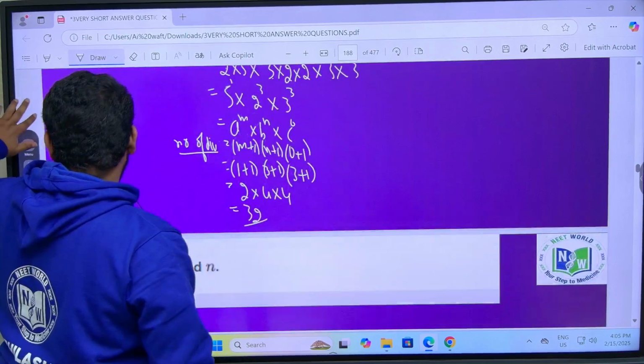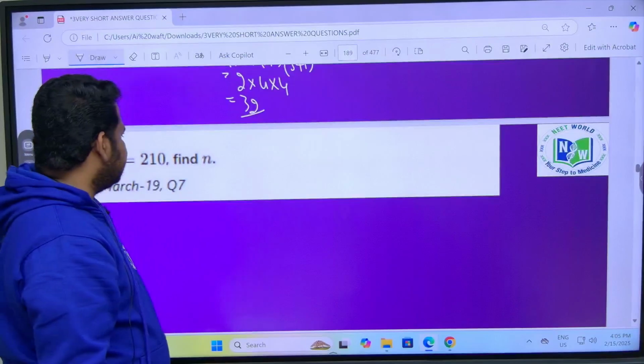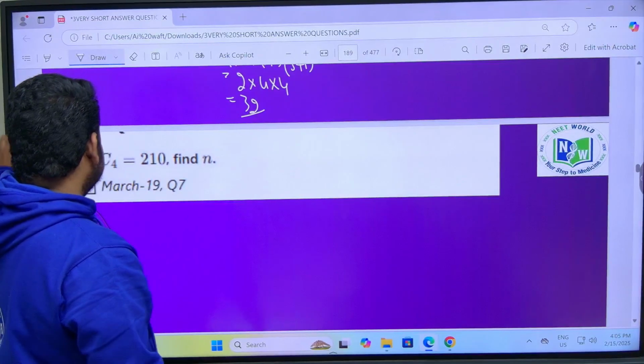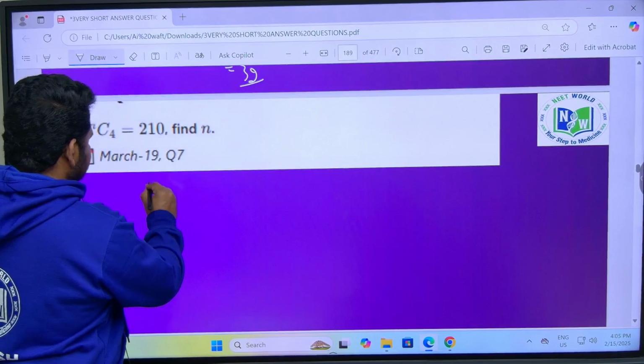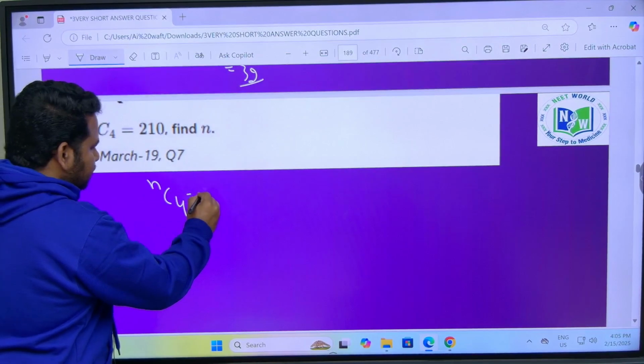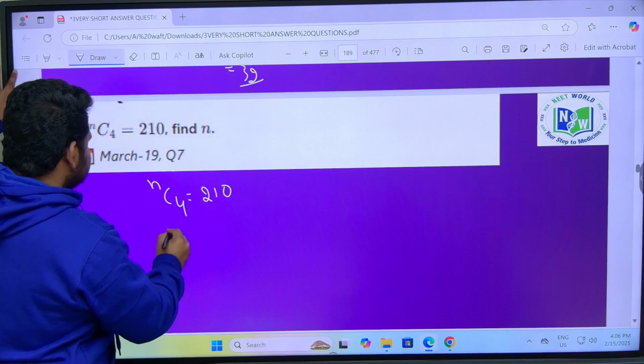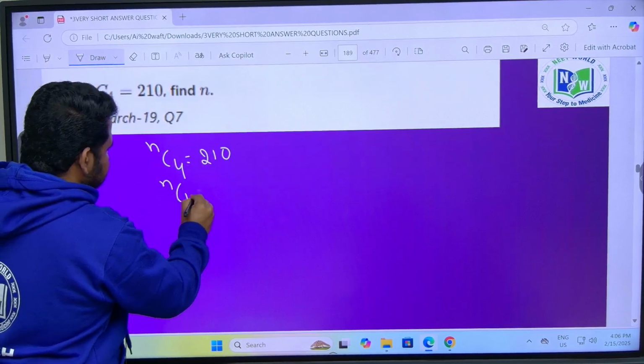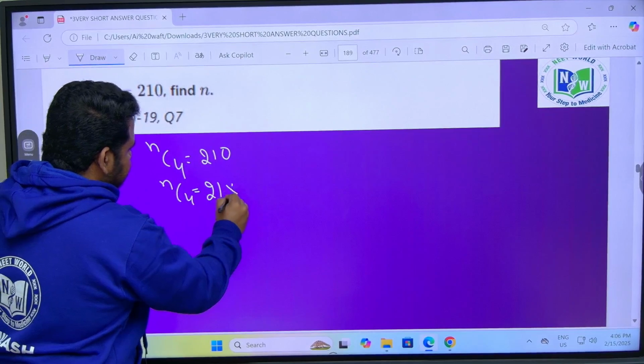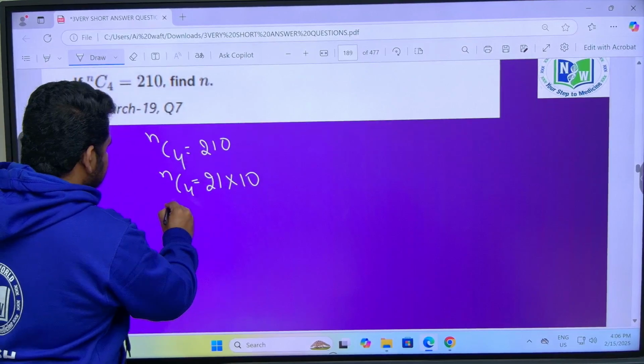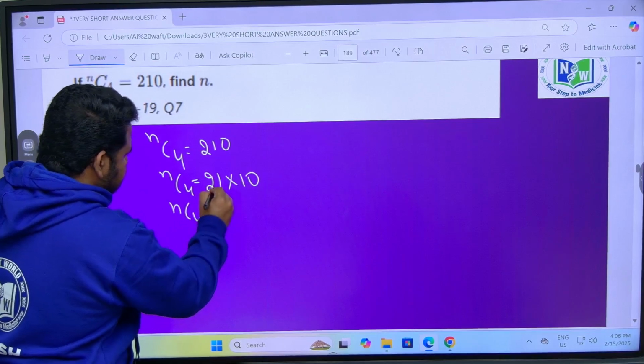Next question. If nC4 is equal to 210, find the value of n. It's a straightforward question. So nC4 is 210. I can write this as nC4 is equal to 21 into 10, and nC4 will be equal to what?